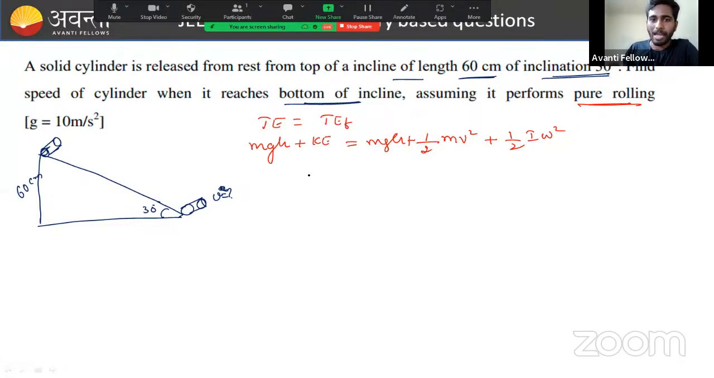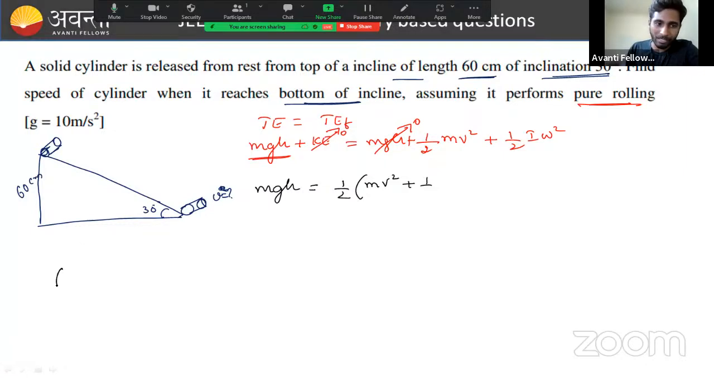Right, coming to the point. First, mgh, the height is there, it will be valid. At the initial point, the kinetic energy will be 0. When it reaches the bottom, the potential energy will be 0. Then mgh is equal to, here we can take half common, then inside, mv square plus I, the moment of inertia of this cylinder.